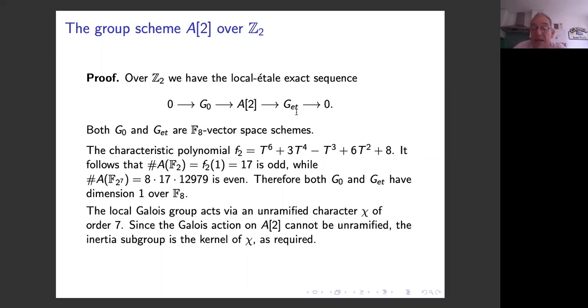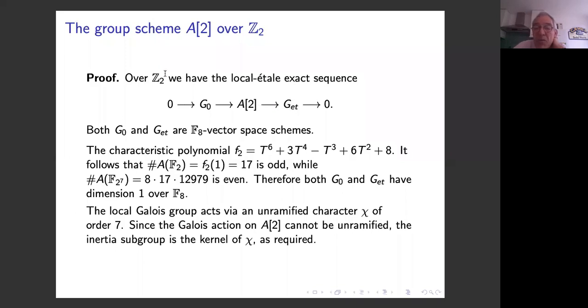So it has precisely 8 elements. And therefore, this one also has 8 elements. So these are group schemes of order 8. And the Galois group acts on it, well, it is compatible with F8. So this is a one-dimensional F8 vector space. And the Galois group acts through F8 star, which is a cyclic group of order 7.